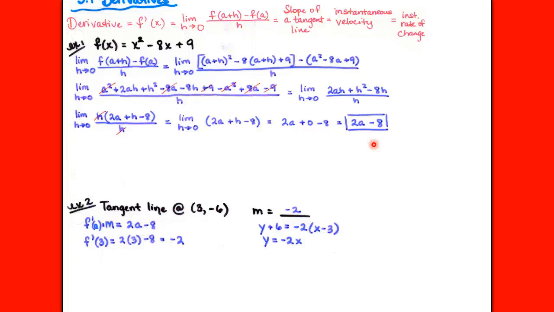Then for example 2, it says find an equation of the tangent line to the parabola, and it's that same equation, right?